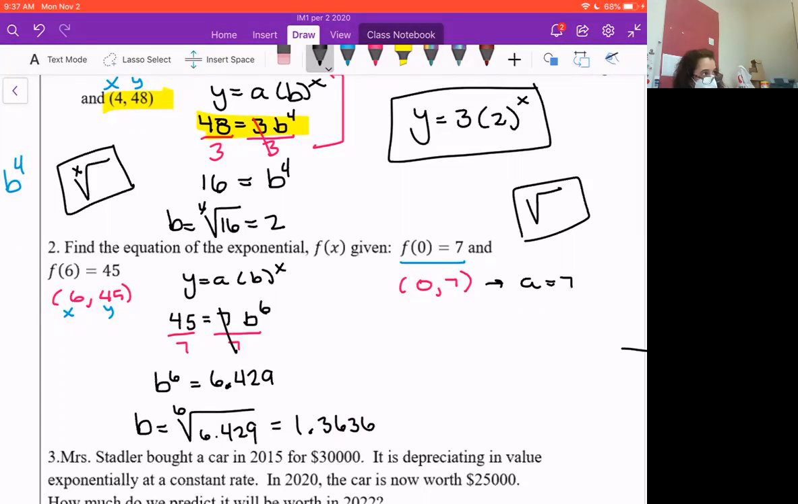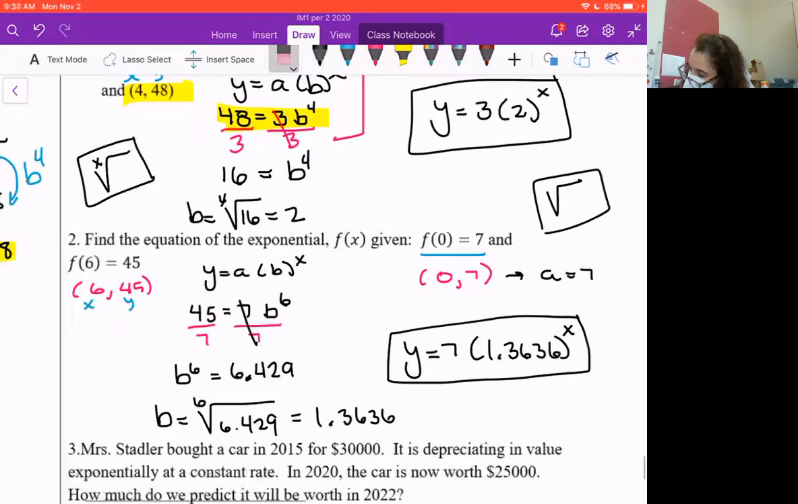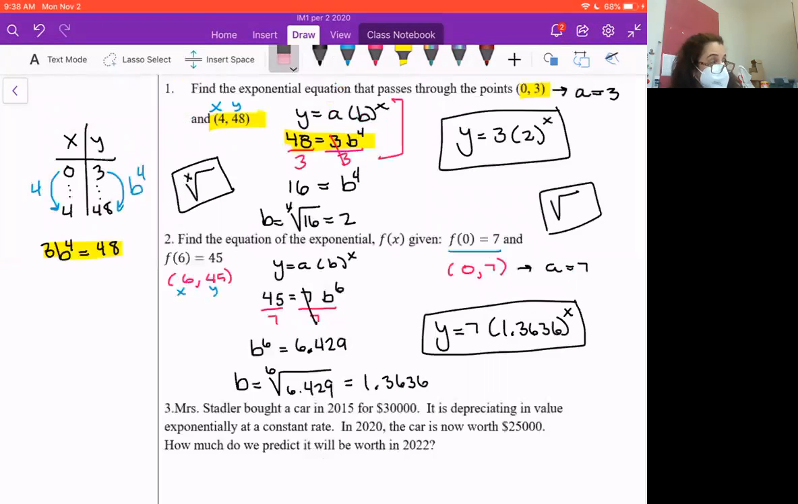So I've got my A is 7. I got my B is 1.3636. So my equation, y equals 7 times 1.3636 to the x. Okay. And again, if you don't like using that equation to plug in, you could set up a table.